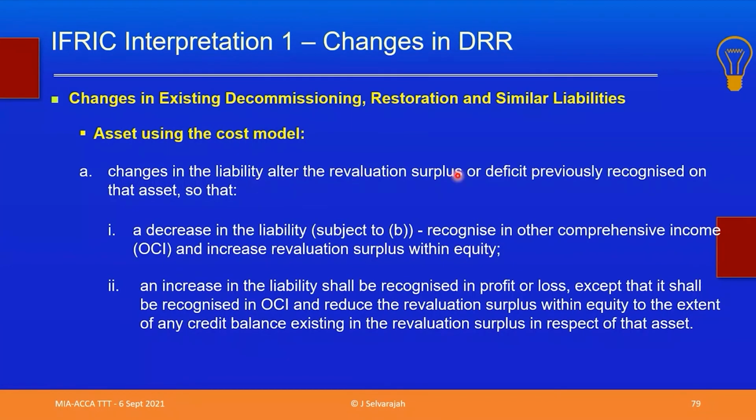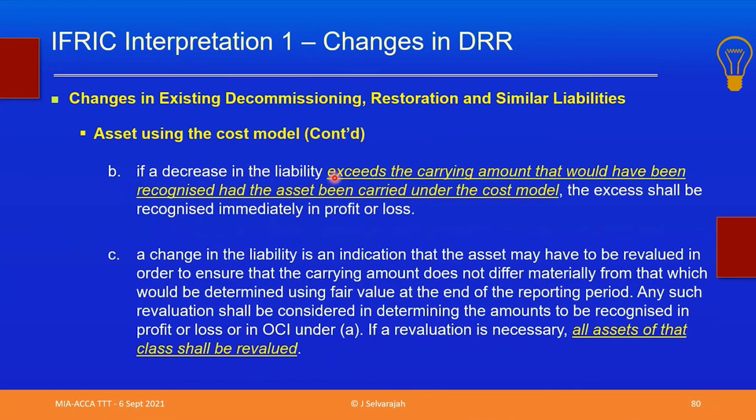So here, that's why changes in liability will be recognized in OCI, okay, OCI. So any changes go to OCI because revaluation goes to OCI. Cost depreciation goes to P&L, okay? All right. If a decrease in the liability exceeds the carrying amount that would have been recognized had the asset been carried under the cost model, the excess will be recognized immediately in the P&L account, all right? So there again, if it goes beyond something, it goes into a loss situation, goes to P&L. That's what we discussed just now.